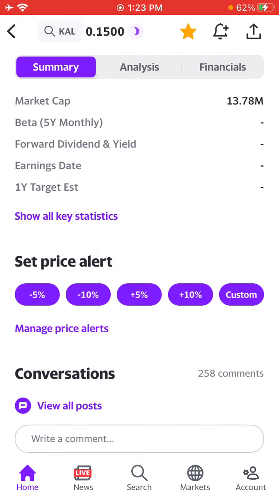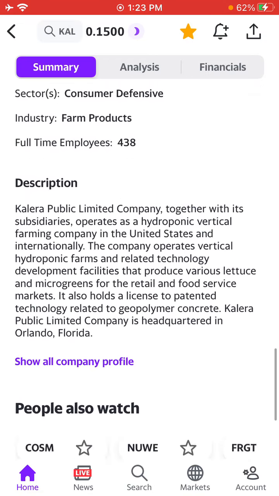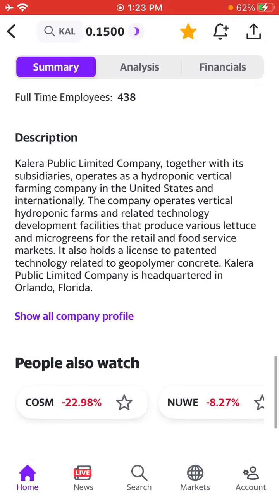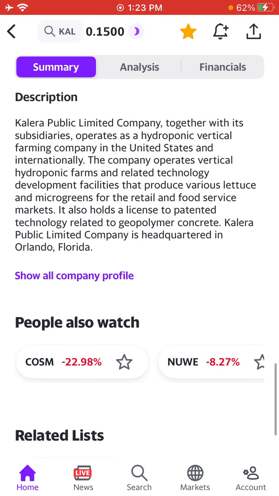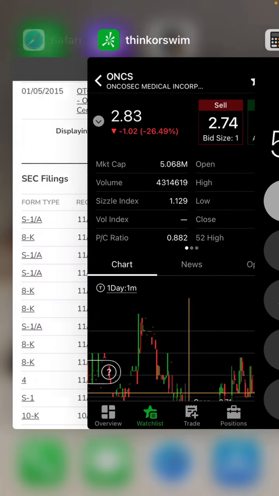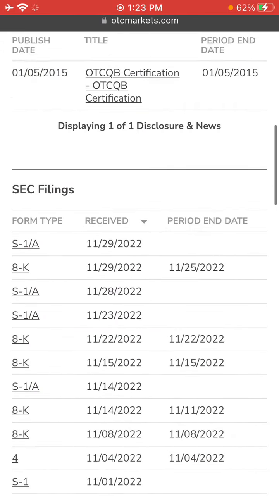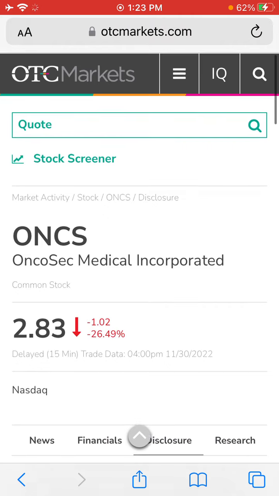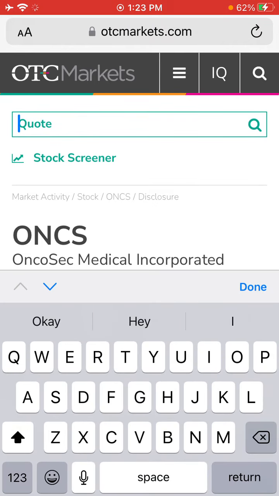So now I'll see if it's based in the US. Okay, so this stock should be based in the US. It's in Orlando, Florida. So I should be able to scroll down to see their most recent 10Q and 10K, and it should give me the accurate float.